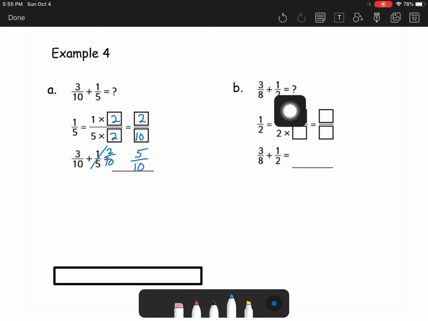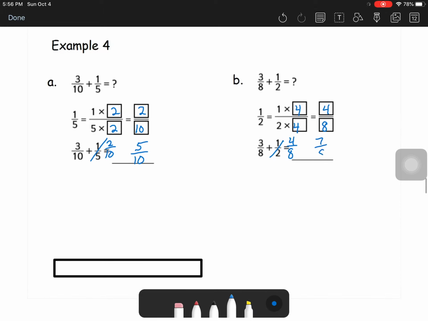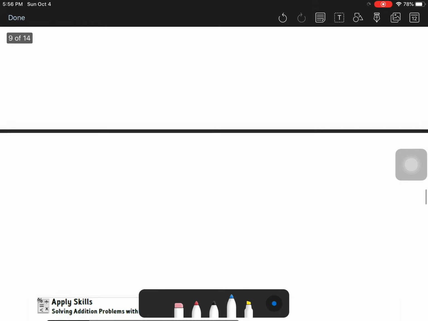And usually you're going to take the smaller denominator, multiply it by something so that it's equal to the larger denominator. So here, the 1/2, right? We need to change that 2 into an 8. So what do I multiply 2 by to make it 8? That would be by 4, right? And again, same on the top and on the bottom. 2 times 4 is 8. 1 times 4 is 4. So instead of 1/2 here, I'm going to write 4/8. So 3/8 plus 4/8 would equal 7/8.